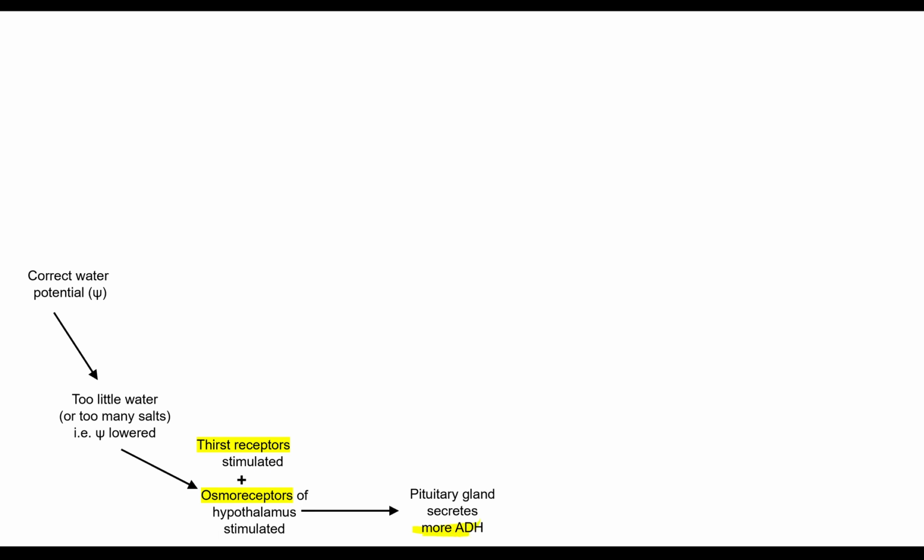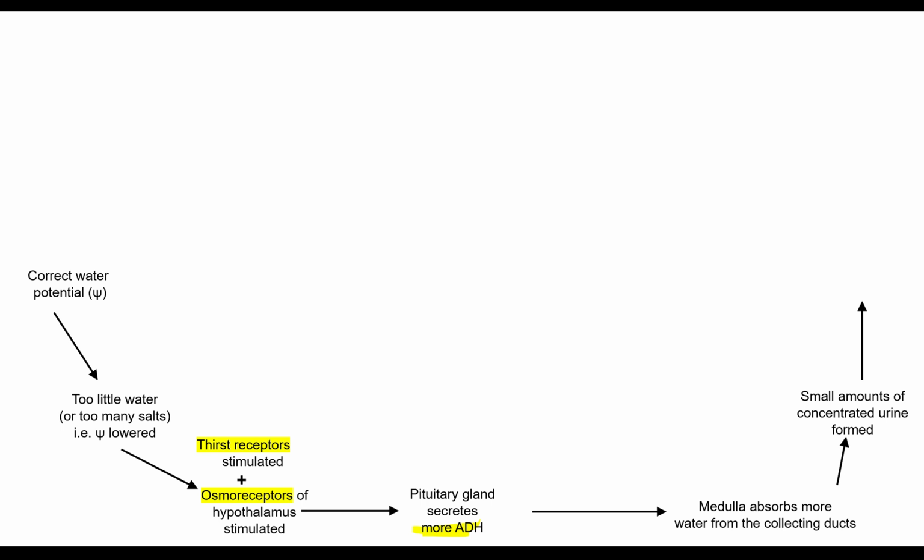And what's going to happen is the pituitary gland is going to be signaled to secrete more ADH, more antidiuretic hormone. That's going to result in the medulla absorbing more water from the collecting duct. Then what we're going to get is a small amount of concentrated urine being formed. So instead of the water going down the collecting duct to the pelvis and therefore to the ureter and to the bladder, the collecting duct has now become more permeable. Water is going to be reabsorbed back into the medulla of the kidney, and then it is going to result in a very small amount of concentrated urine being formed in the collecting duct.